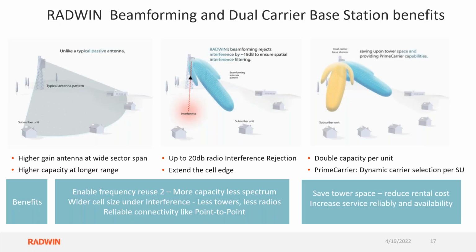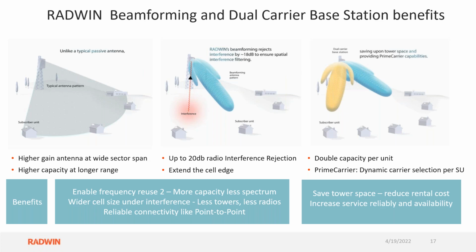This is a little bit about the beamforming. The thing about the beamforming is it is dynamic. If you have multiple subscriber units, each subscriber unit, when it is communicating with the base station, is going to get its own very tight 8-degree beam. So that's great when it comes to things like mitigating interference.